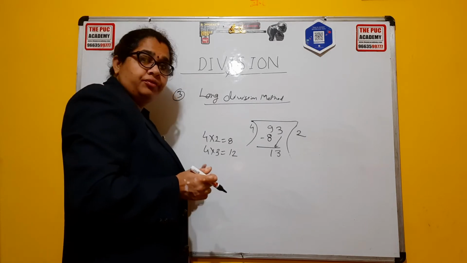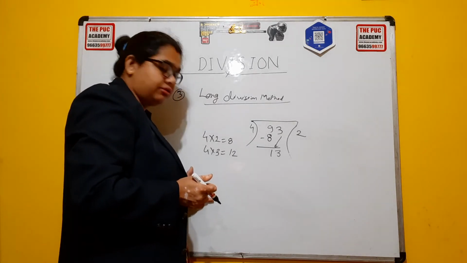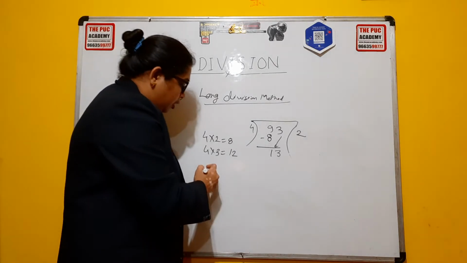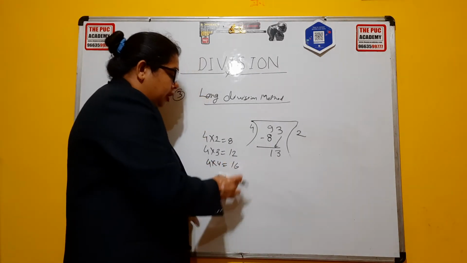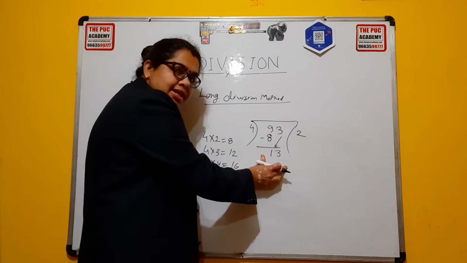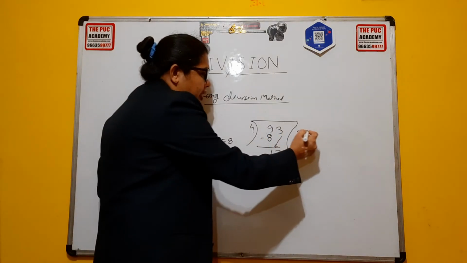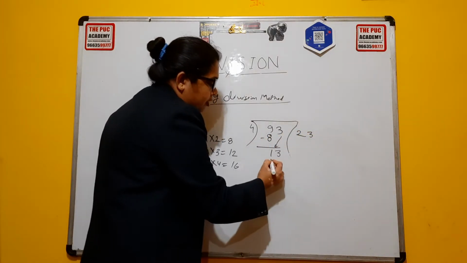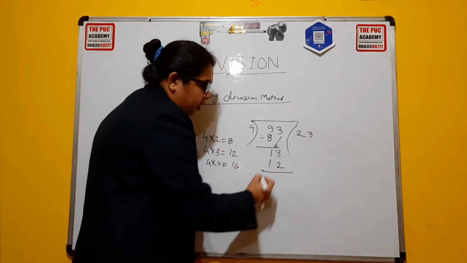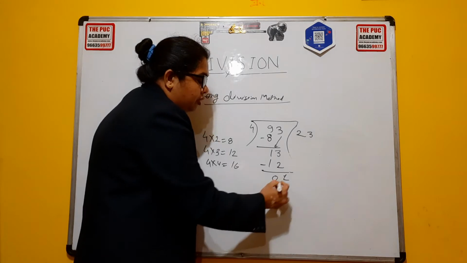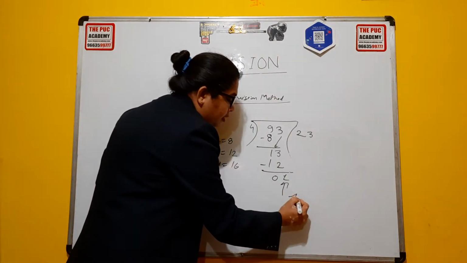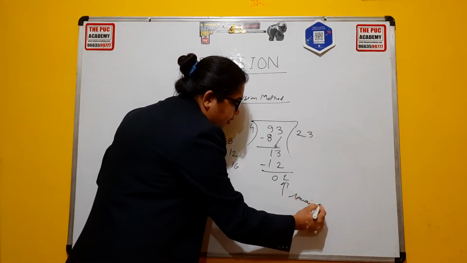And now we again read the table. 4 1 ja 4, 4 2 ja 8, 4 3 ja 12, 4 4 ja 16. So you see here, 4 4 ja is coming 16, and 13 is lesser than 16. So we'll consider 4 3 ja 12. Now subtract: 3 minus 2 is 1, 1 minus 1 is 0. So 1 is your remainder here.